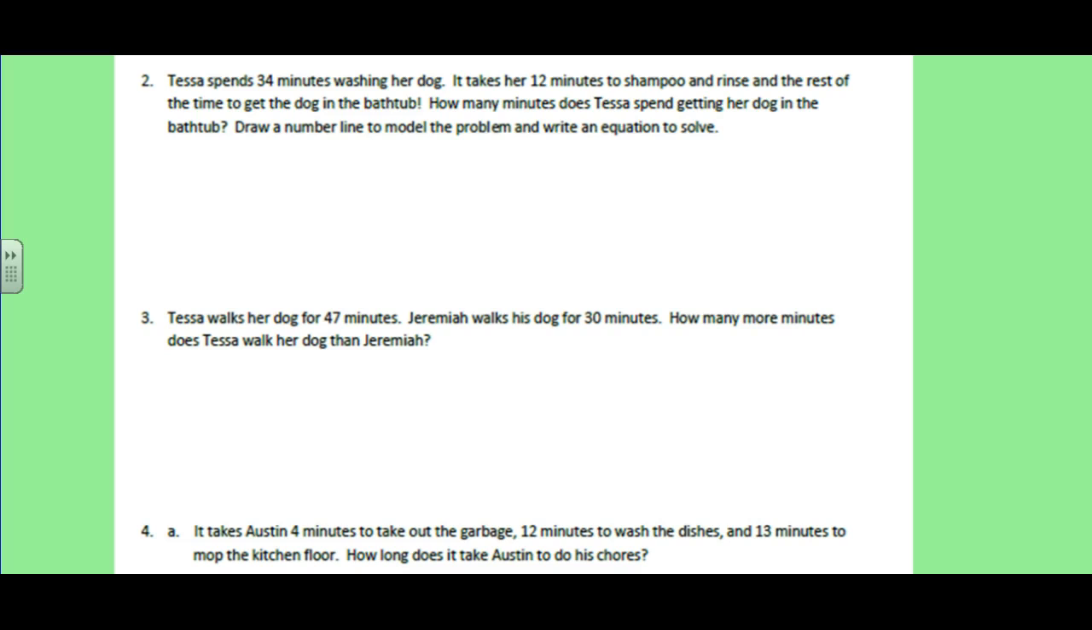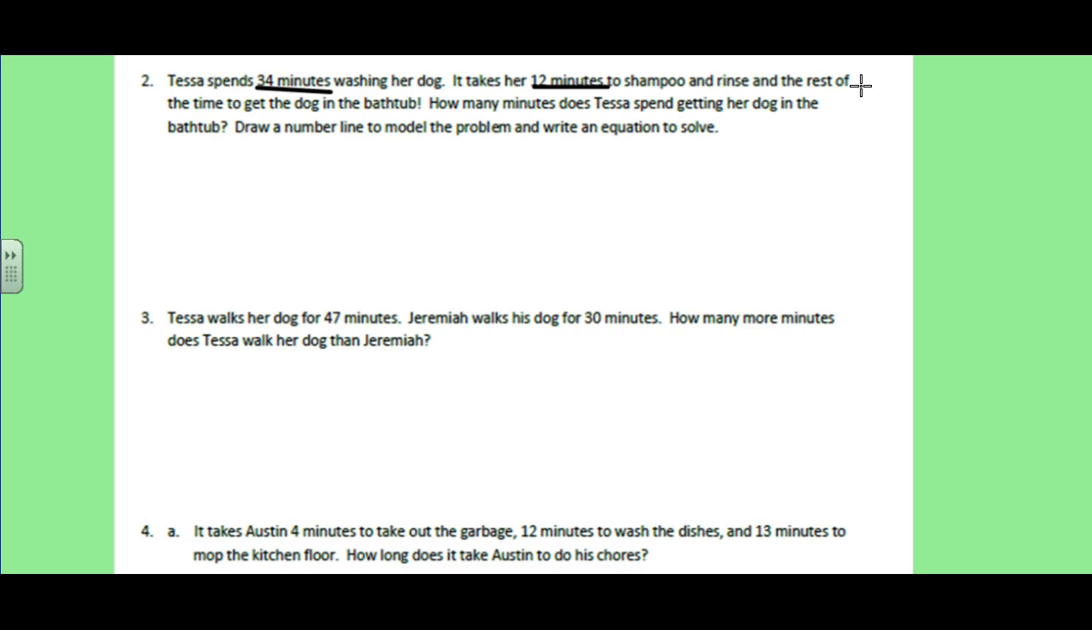But we need to go back and reread to see all the steps that we're actually going to have to take. So let's underline some important information. We know she spends 34 minutes washing her dog, and we know it takes her 12 minutes to shampoo and rinse, but it took her the rest of the time to actually get her dog in the bathtub. So it says how many minutes does she spend getting her dog in the bathtub? So the total amount of time it took her to do everything was 34 minutes. And it took her 12 minutes to shampoo and rinse her dog.